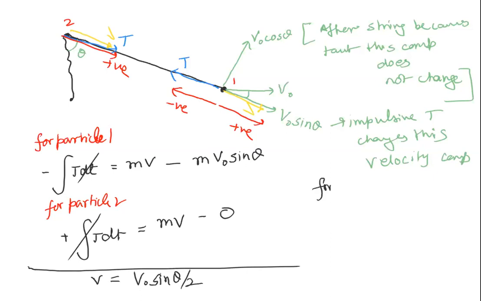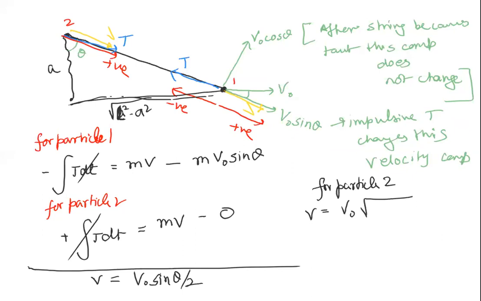So for particle 2, velocity is equal to v naught sine theta upon 2, and sine theta is this root L square minus A square by L. A है. So this will be v naught root L square minus A square by 2L. For particle 1, velocity will be equal to L भी होगा ना?